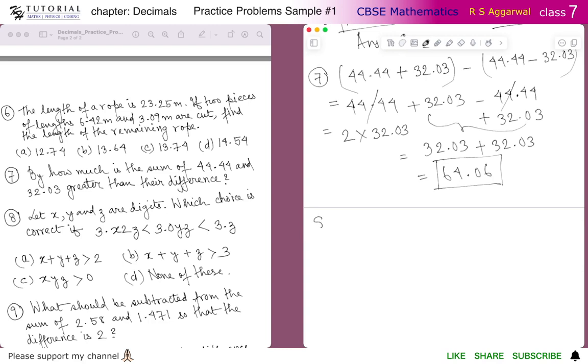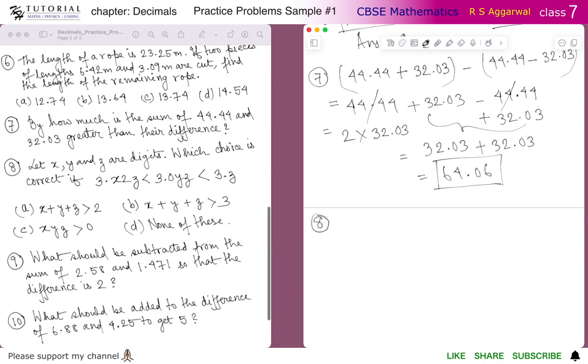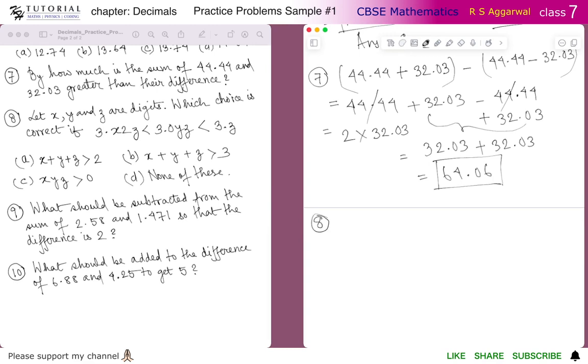Okay, let's do problem number 8. Let x, y, z be digits. Which choice is correct? If x, y, z are digits, it is given that 3.xyz is less than 3.0yz less than 3.z. Since x, y, z are digits, it's basically a problem of comparing decimal numbers. Now if this ordering is true, it's given that this is true.